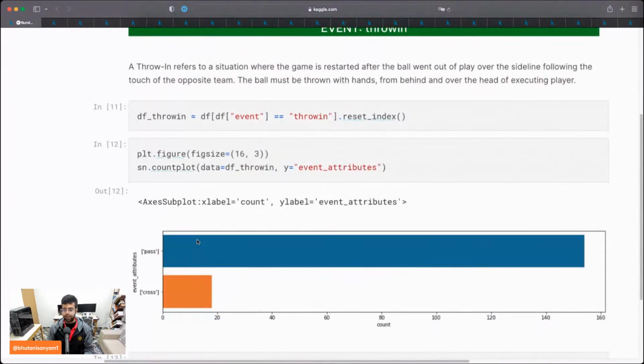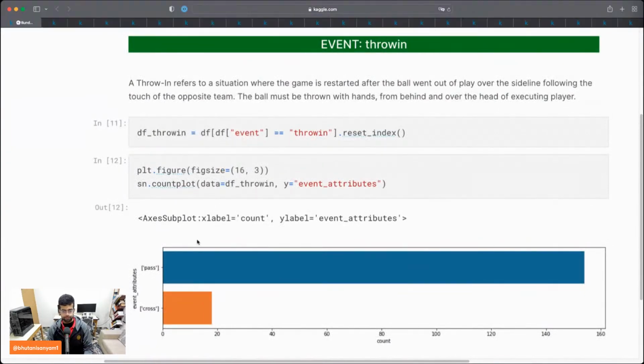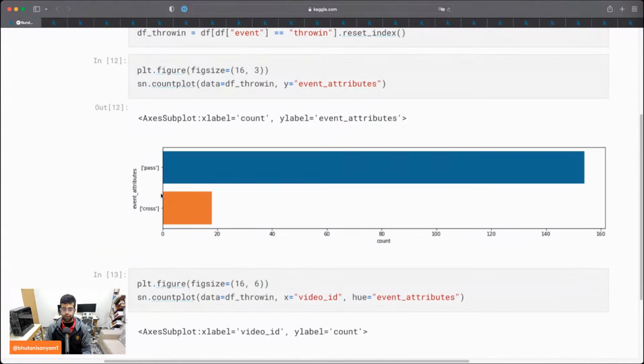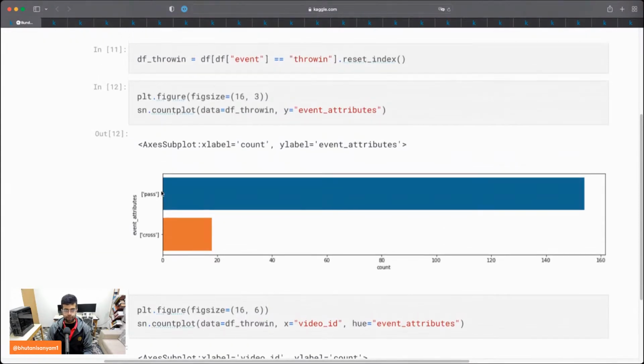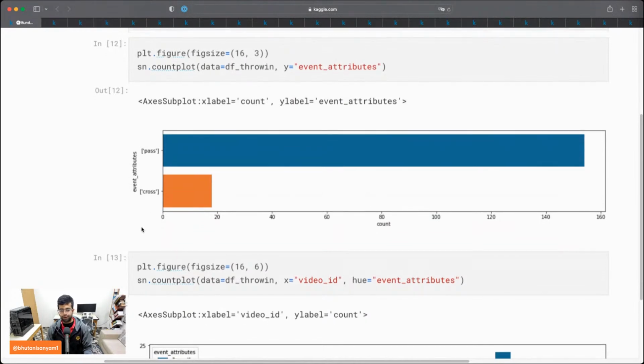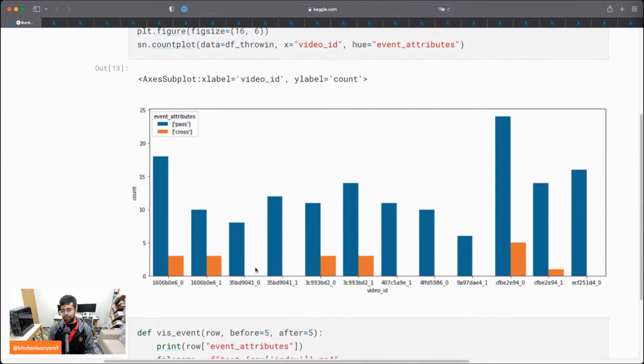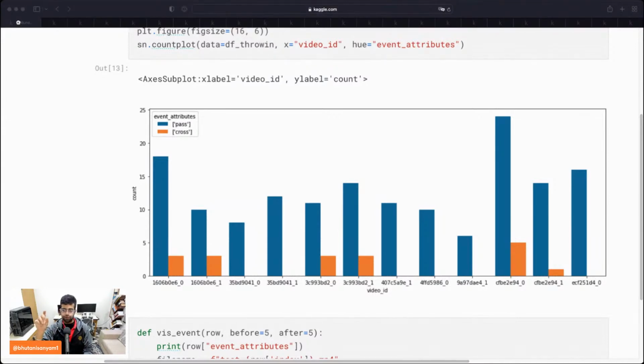And then he subsets into how many times a throw in happens. You can see that when a throw in is happening, what's going on, how many times does a pass happen, or how many times is it a cross. And then for each video also, these are the video IDs, he's shown how many times a pass versus a cross happens. Cross, if you remember, is like those corner areas of the field from where the ball is shot.